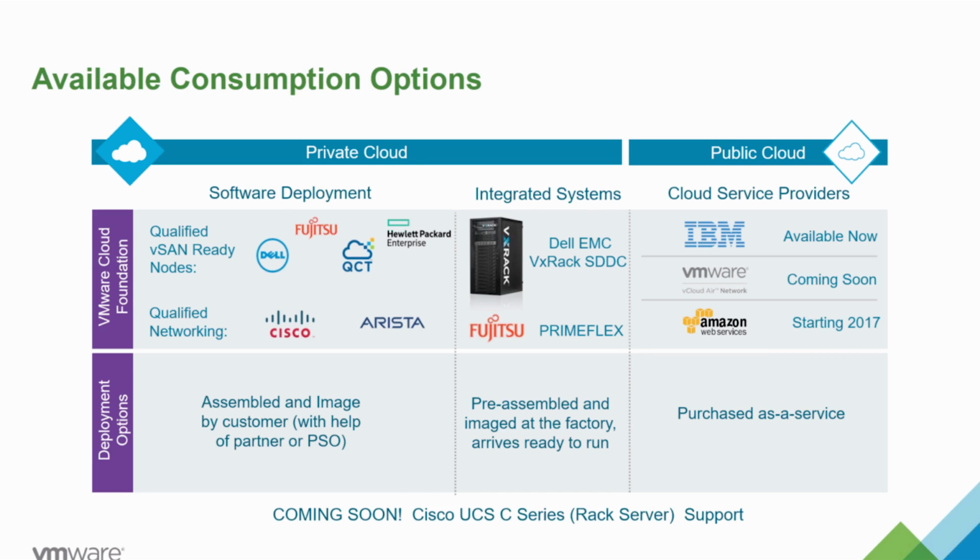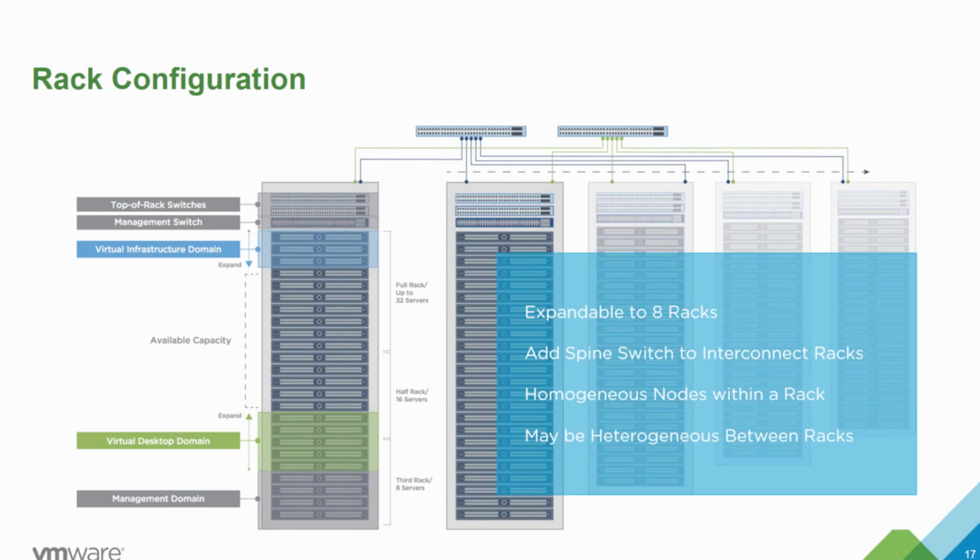So the rack configuration looks something like this. Not too hard to imagine if you've ever been in a data center before. Top of rack switches are in the top of the rack, followed by the management switch. And then the management domain, this is where your vCenter and other management components will run, are going to be on the first 4 nodes in the rack. And then after that, we'll start to carve up our capacity into additional workload domains. So basically clustering different servers together. And again, we're expandable up to 8 racks.